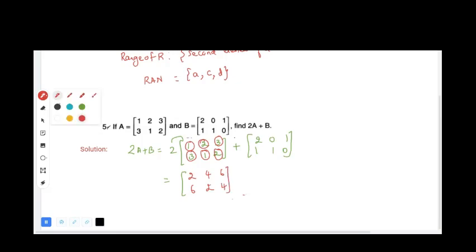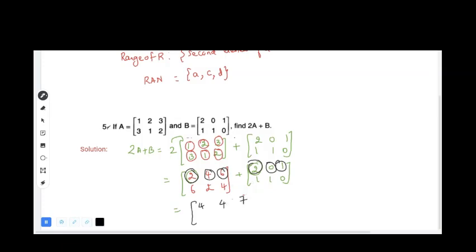Now next, plus 2, 0, 1, 1, 1, 0. Now we are adding the elements. We add the first element with the first one: 2 plus 2 is 4. Then the second with the second: 4 plus 0 is 4. 6 plus 1 is 7. 6 plus 1 is 7. 2 plus 1 is 3. 4 plus 0 is 4.